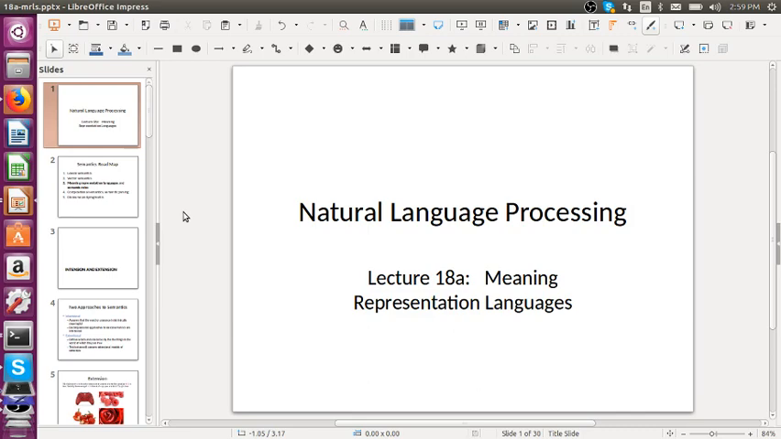So, we're no longer talking about the meaning representation itself, we're talking about the strings of words. And we're going to talk about this concept of semantic roles. It's not quite semantics, but it's pretty close and often is sufficient in order to be able to get the meaning out of it.